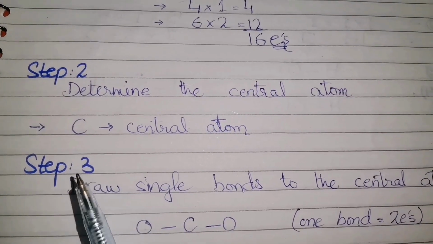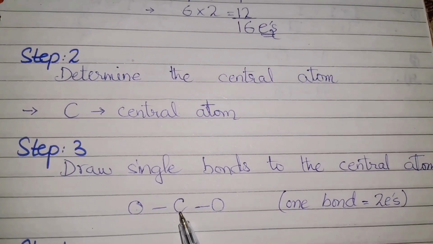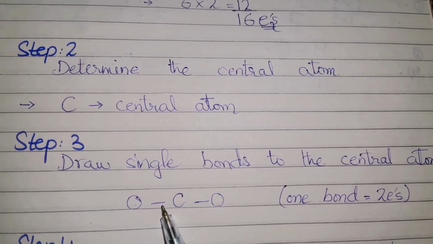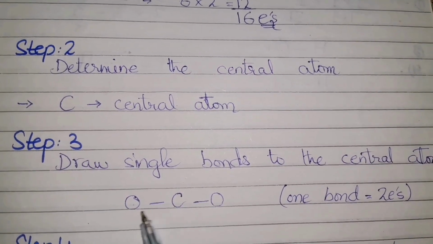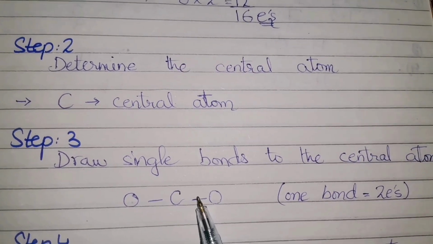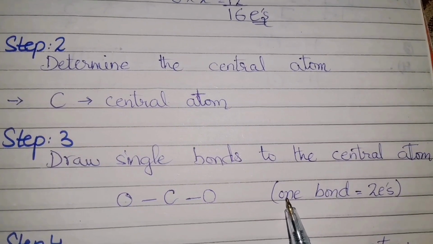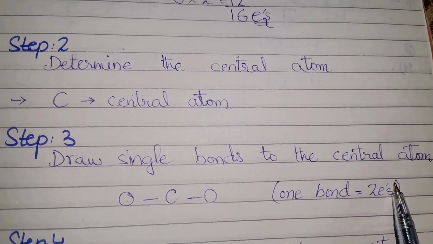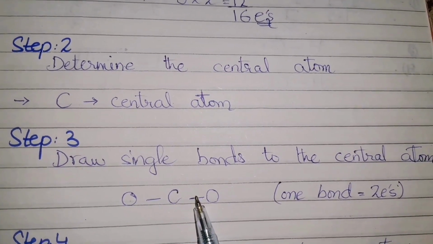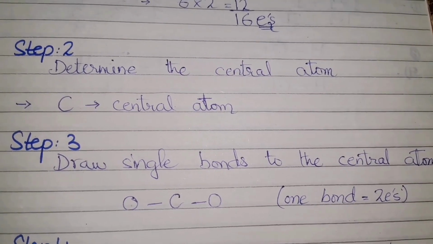Now step 3 tells us draw single bonds to the central atom. We have one carbon, 2 oxygens. Now we will draw single bonds, right? One bond with this carbon and oxygen, and one bond here. Remember one thing, that one bond represents 2 electrons. One bond is equal to 2 electrons. Now how many electrons we have used in this bonding? 2 electrons here and 2 electrons here. So total we have used 4 electrons.